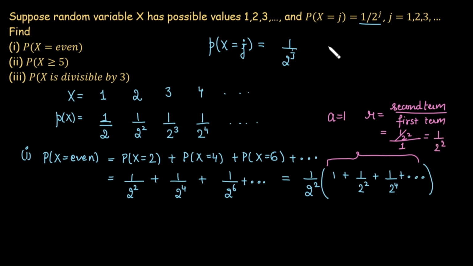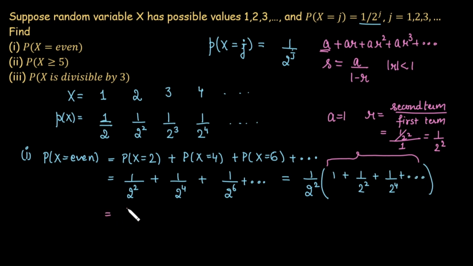In general, how does a GP series look? That is A plus AR plus AR square, AR cube and so on. So this is the first term. Ratio is the second term divided by the first term, that is R. So the infinite GP series sum is equal to A upon 1 minus R, provided mod of R is less than 1. So you can check it. This is equal to 1 by 4 and this is clearly less than 1.